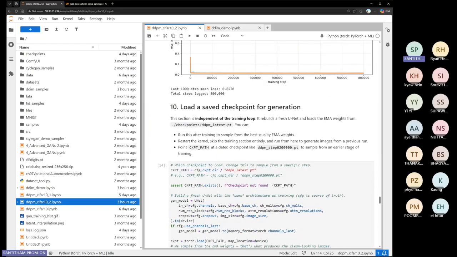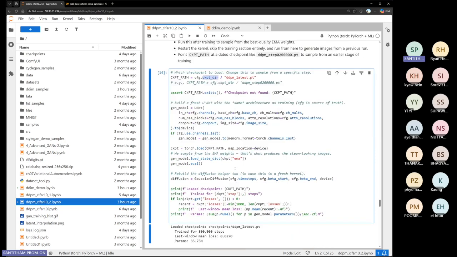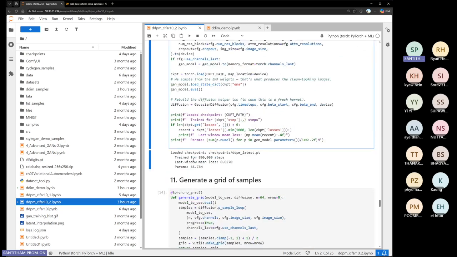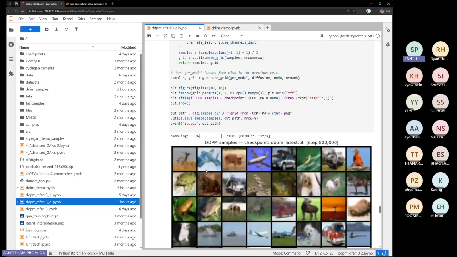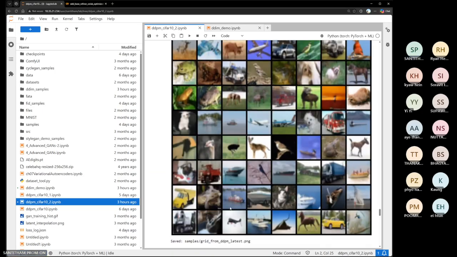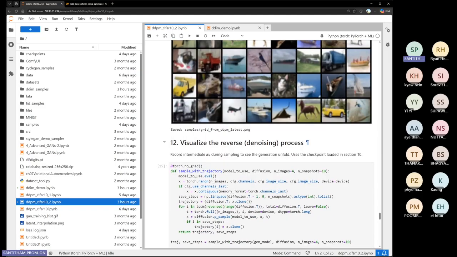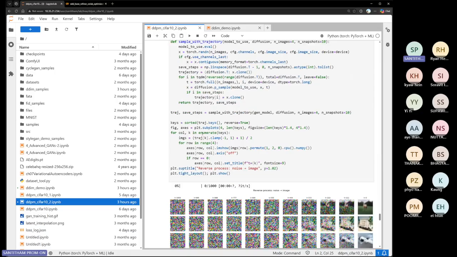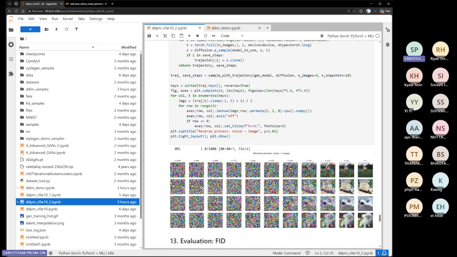Once done, this is the load from the checkpoint, and there are 35 million parameters, and these are the grid of generated samples. It looks quite nice here. And this is the visualization of the reverse process from the noise, where we see different levels of exposure to the noise and the denoising process. At the end, we have the image that we obtained.